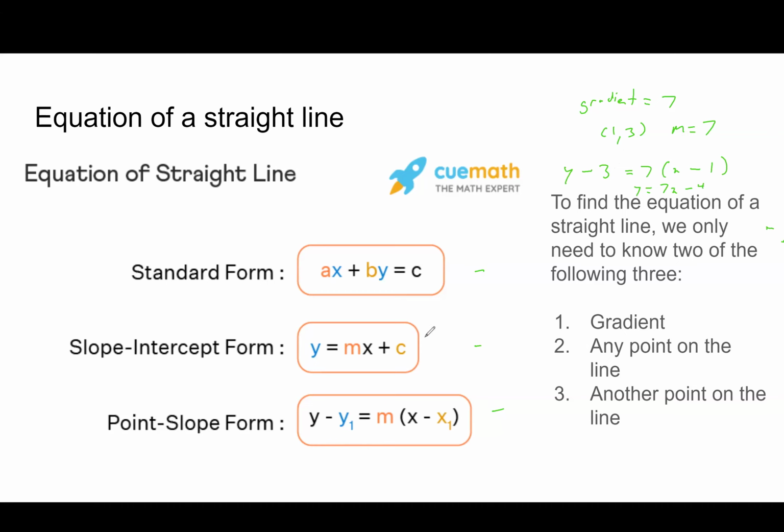y equals mx plus c is usually the way we represent the equation of a straight line, because this equation tells us instantly the y-intercept. Because if we substitute x equals 0, this thing cancels, which gives us y equals c. So this is a really useful form when we're trying to sketch these linear equations.